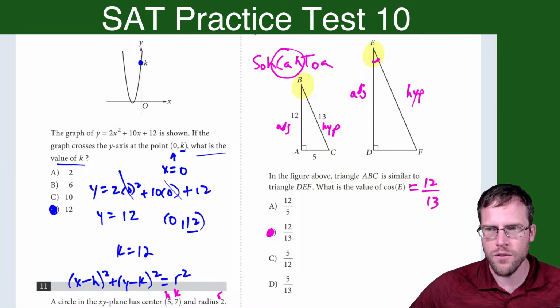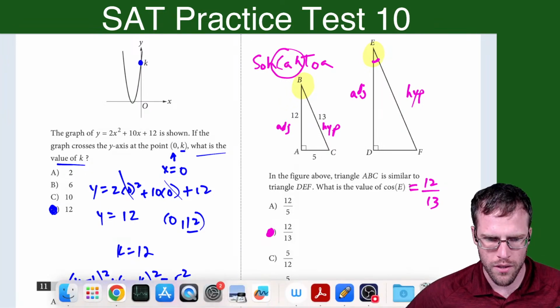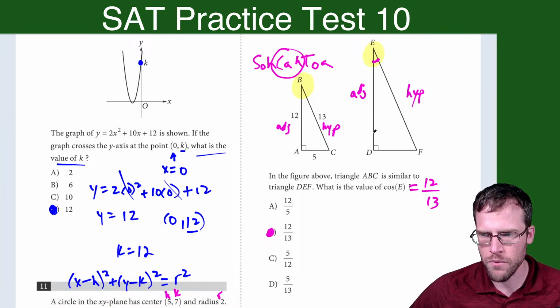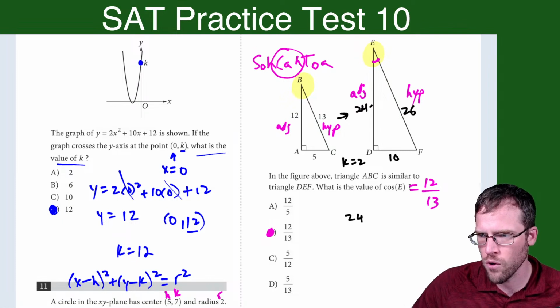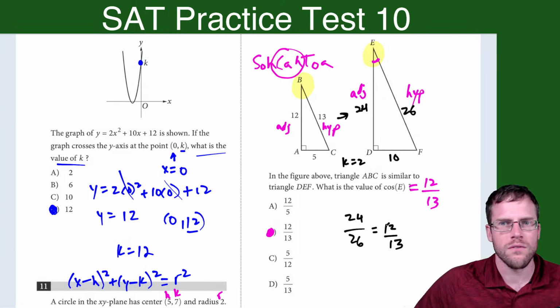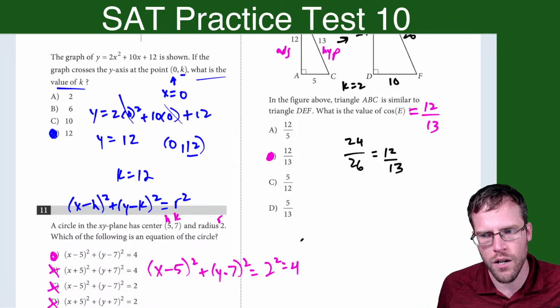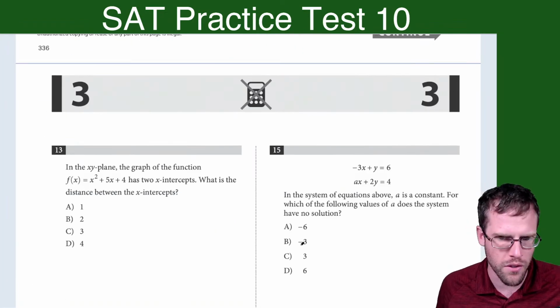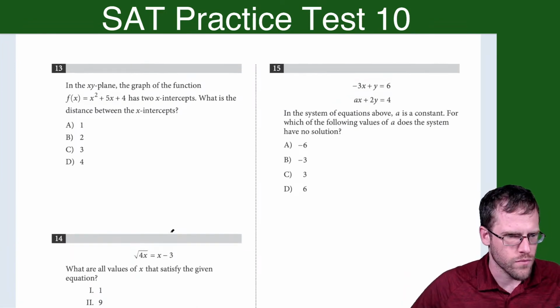Now, if you wanted to, you could pick any scale factor you want. Let's say I do K equals 2. So I scale everything: 12 times 2 is 24, this is 10, this is 26. If I do the adjacent over the hypotenuse, 24 over 26 reduces to 12 over 13. So either way, you're going to get choice B. You could scale up the sides however you want and then do the ratio, or just use the original triangle.